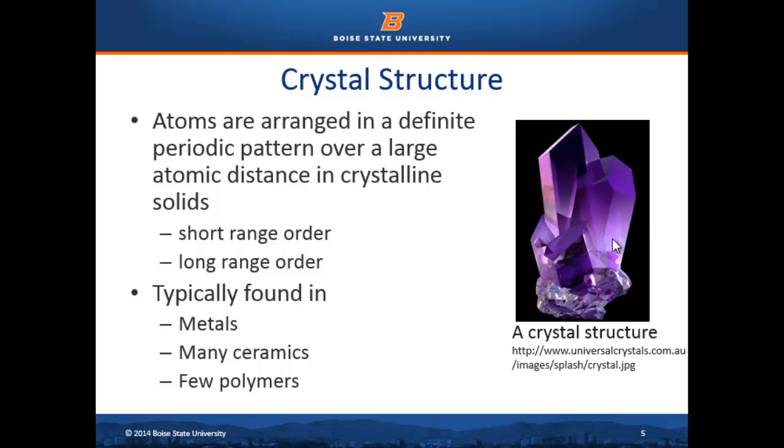Crystal structures are found in almost all metals. Scientists have come up with amorphous metals with superior properties, but almost all metals have a crystal structure. Also, many ceramics and a few polymers have crystal structures. The formation of a crystal structure depends on the processing technique, such as how rapidly a particular material is cooled.